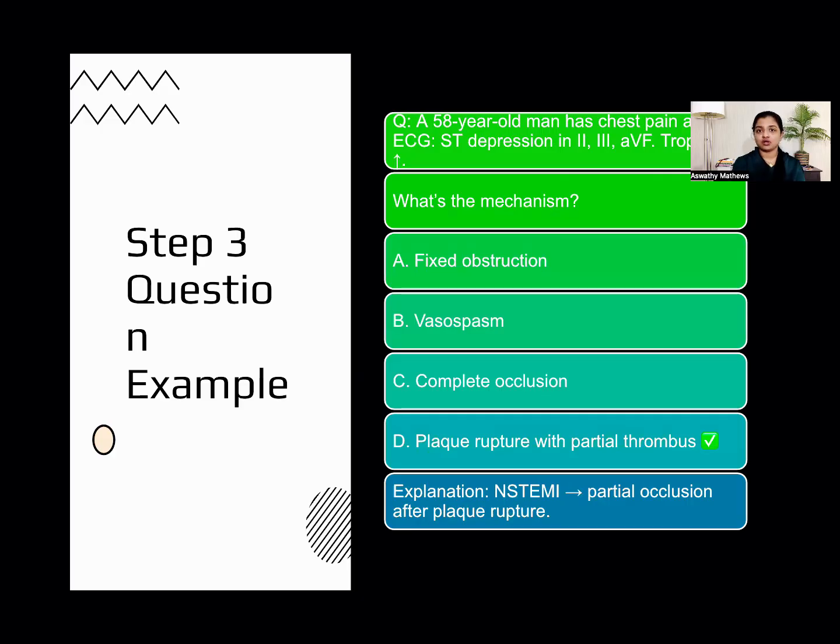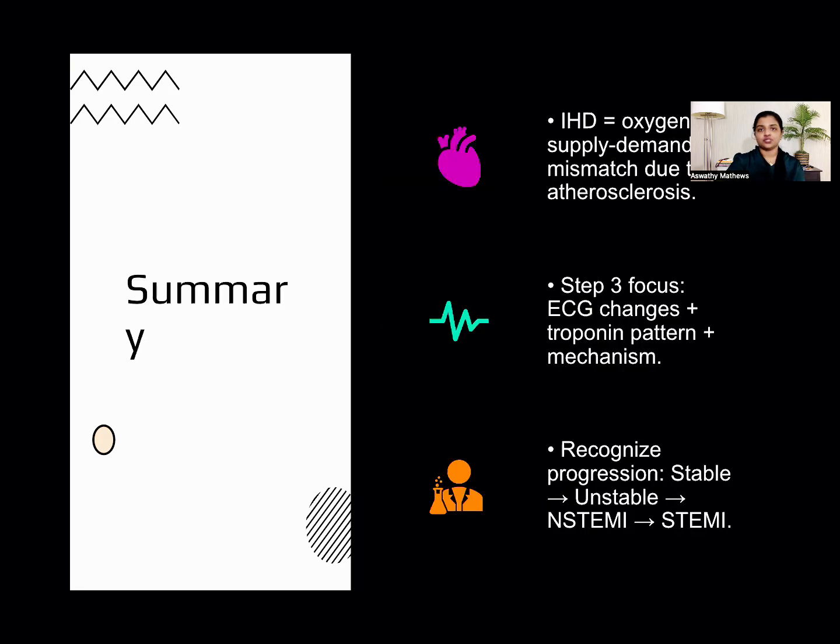Vasospasm occurs in situations that don't always go to very high-profile management techniques. In cocaine users, there is vasospasm-associated chest pain. So vasospasm is something we have to rule out before taking other diagnoses into consideration. Ischemic heart disease is basically an oxygen supply-demand mismatch that happens due to atherosclerosis.